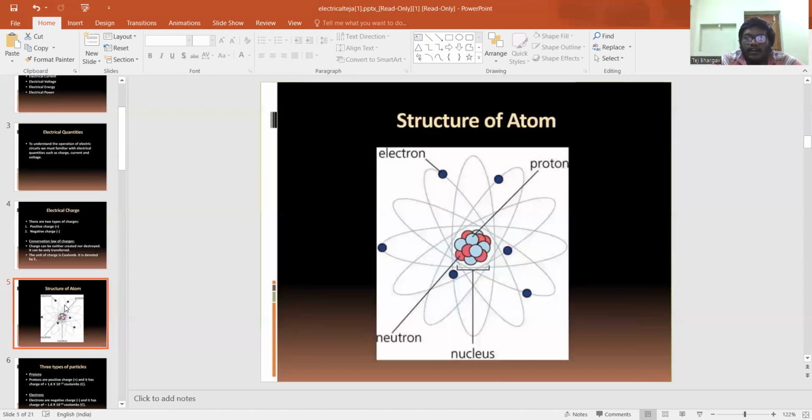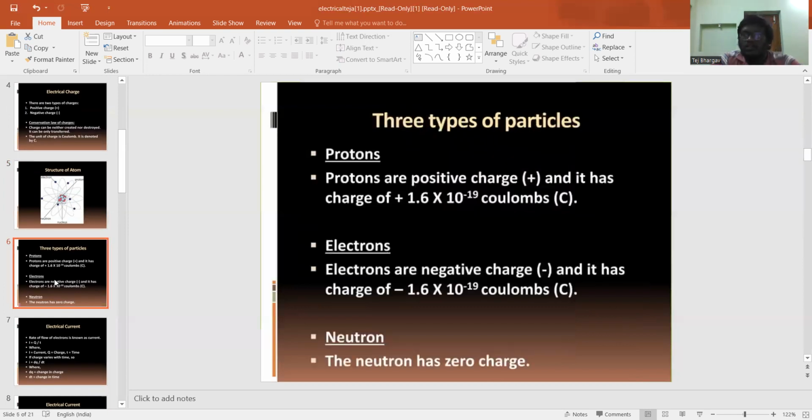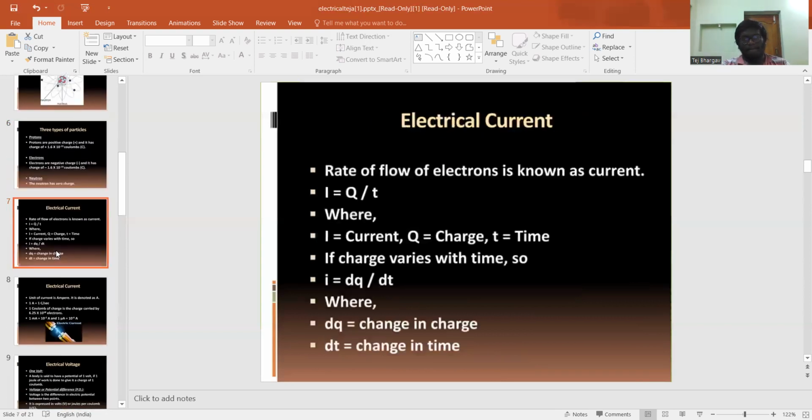Here we see the structure of an atom, where there are electrons, protons, and neutrons revolving around the nucleus. Next, three types of particles: proton, electron, and neutron. Protons are positively charged and have a charge of 1.6 into 10 power minus 19 coulomb. Electrons are negatively charged and have a charge of minus 1.6 into 10 power minus 19 coulomb. Neutron has zero charge.